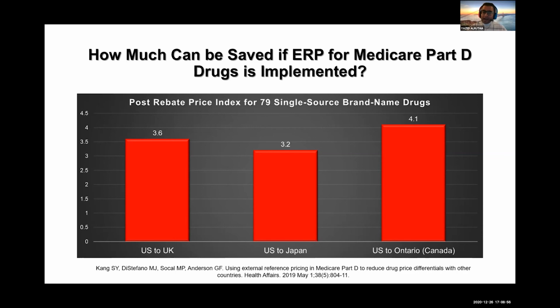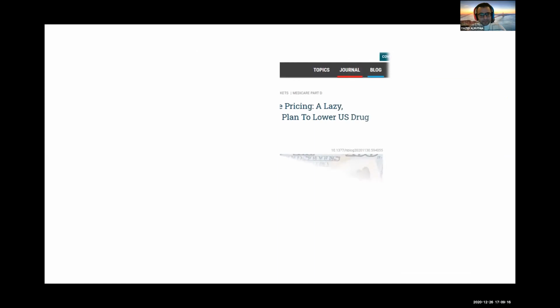However, despite the fact that we controlled for that, the differential was still very high. So if Medicare Part D implemented ERP, it would result in about $72.9 billion in savings in the year 2018 alone. This study was published back in 2019, just a year ago.